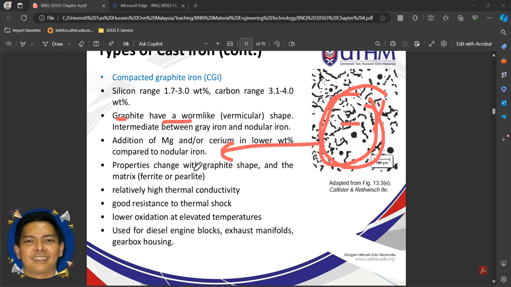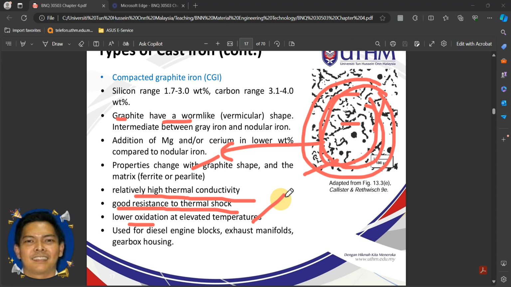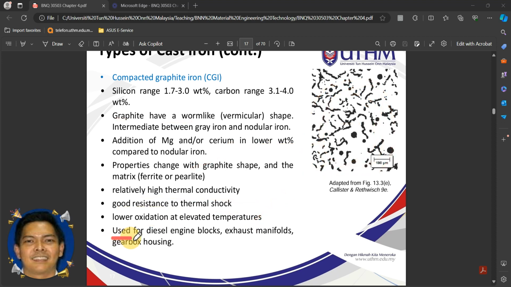So the properties change with graphite shape and the matrix, ferrite or pearlite. It has a relatively high thermal conductivity, good resistance to thermal shock, and lower oxidation at elevated temperature. So basically, compacted graphite iron or CGI is used for diesel engine blocks, exhaust manifolds and also gearbox housings.